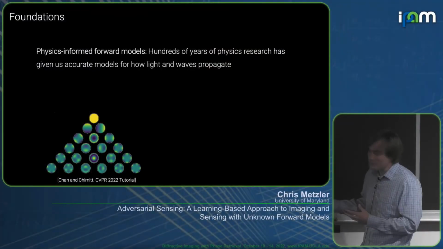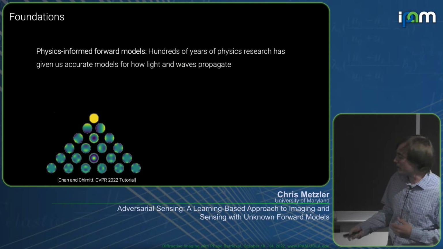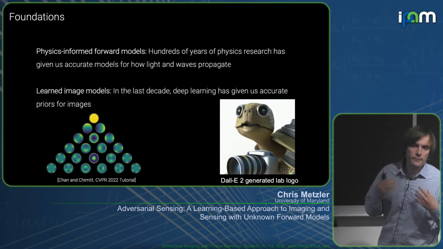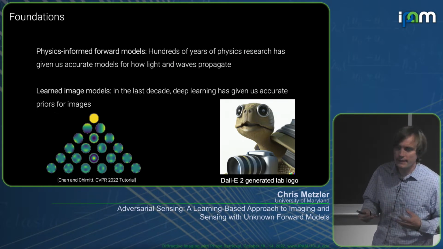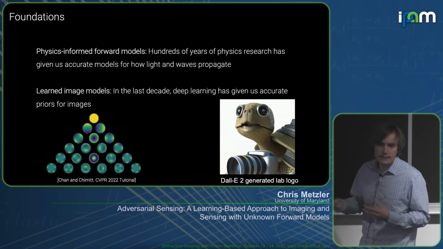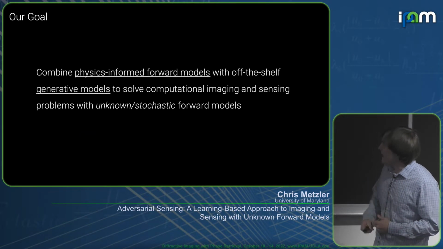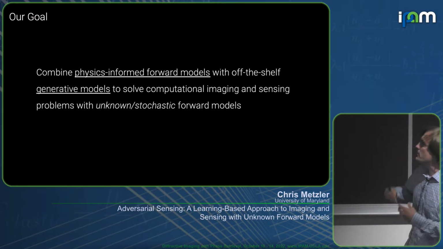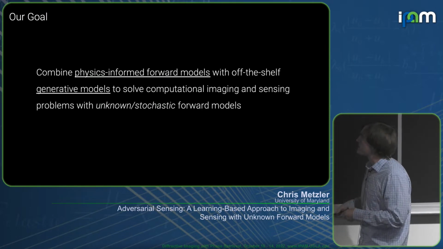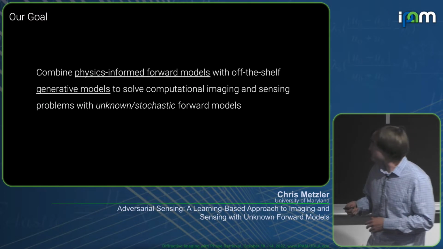First, thanks to hundreds of years of physics research, we now have very accurate models for how light and waves propagate. And in the last decade, we have these amazing deep learning-based priors for what natural images look like. I could use the DALL-E 2 generation engine to create a new lab logo for my lab. And the goal of this research is to combine these physics-informed forward models with off-the-shelf deep generative models to solve computational imaging and sensing problems with unknown and/or stochastic forward models.